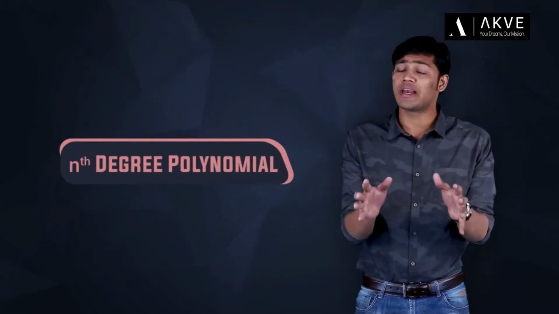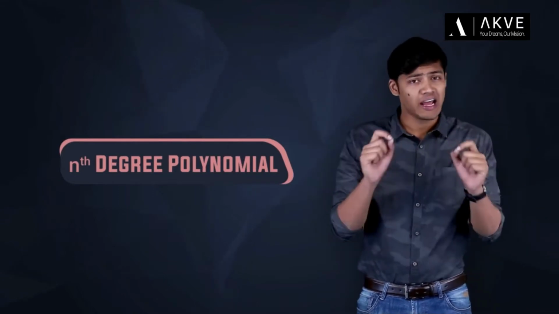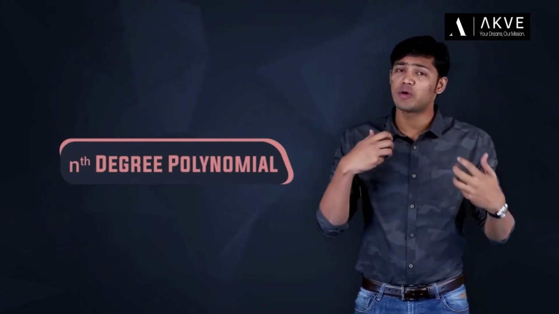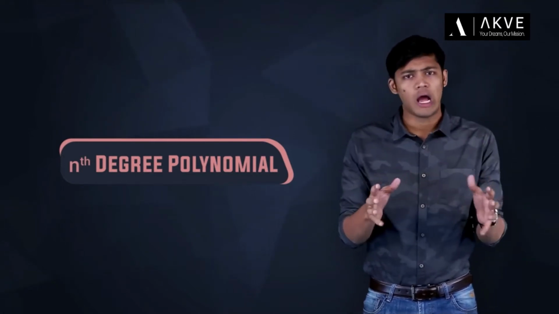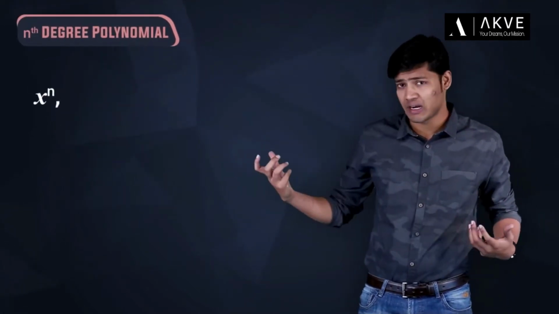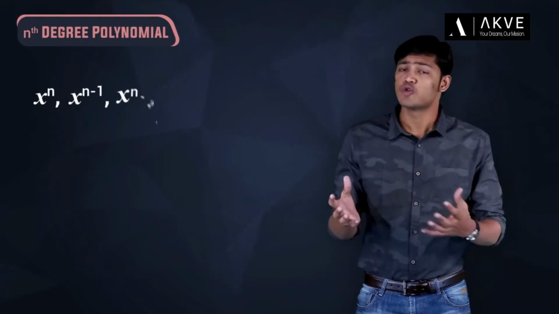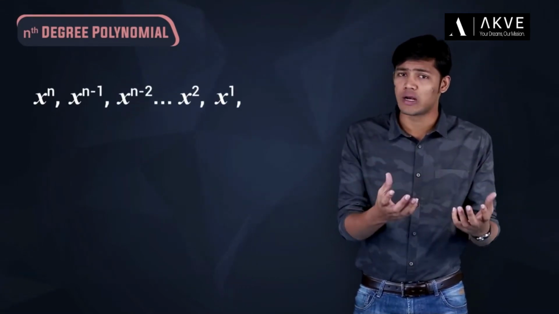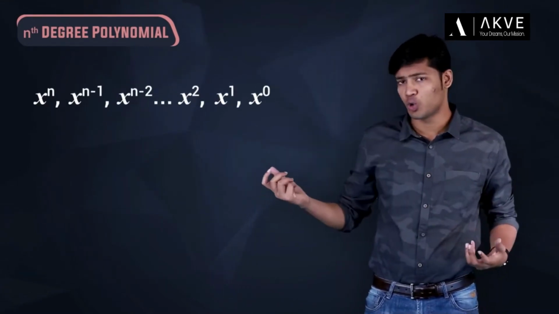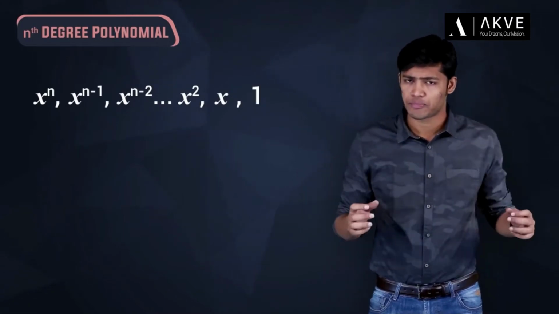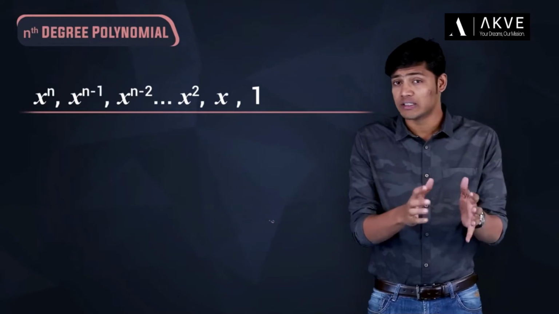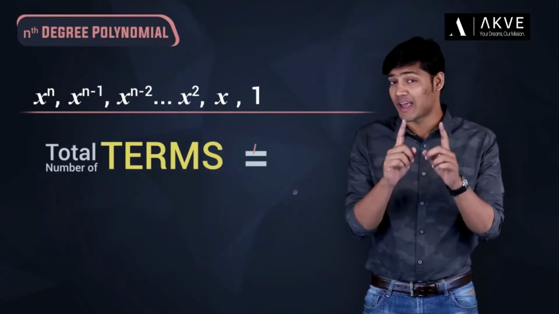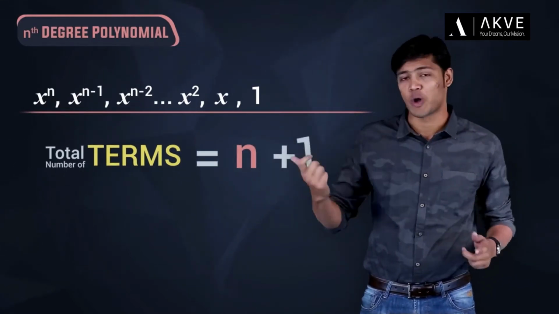Since the polynomial is of the degree n, the highest power to which the variable must be raised should be n, right? So, we will have x to the power n, x to the power n minus 1, and so on, till x to the power 1 and x to the power 0, which is nothing but 1. If you observe, how many terms are here? Here, the total number of terms is not n, it's n plus 1.